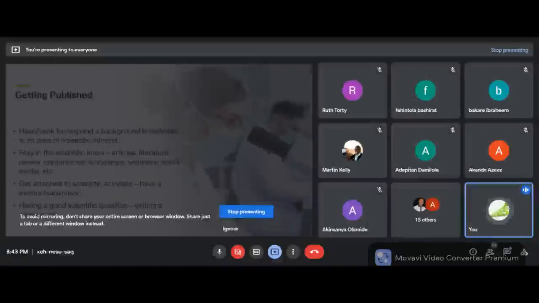And one of the ways of doing that is to stay in the scientific know by devouring scientific articles, literature reviews, attending conferences, workshops, following social media handles, and all sorts of possible ways of staying in the scientific know. And also getting attached to scientific activities. This is not only talking about being in the lab or having a lab that you are attached to.